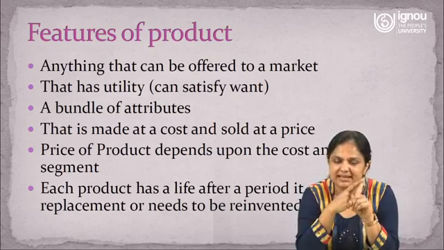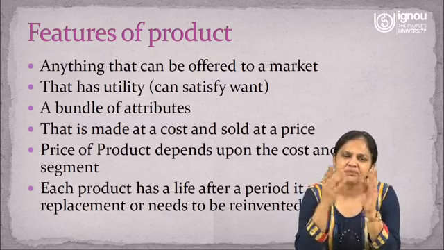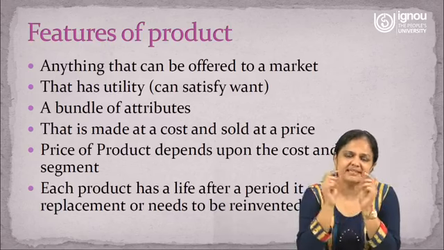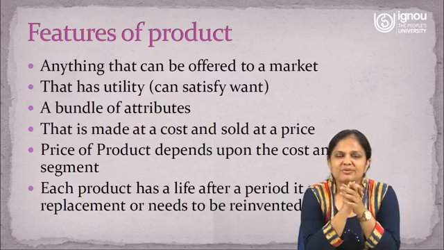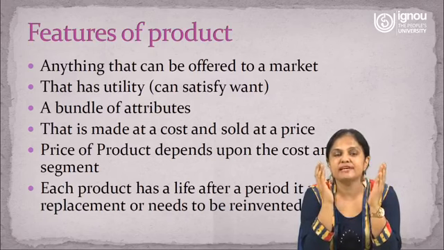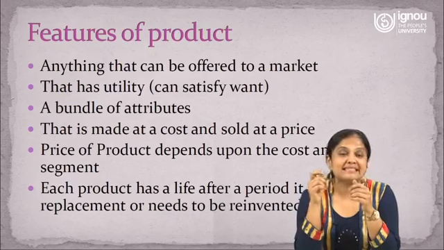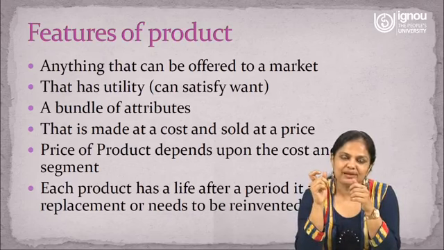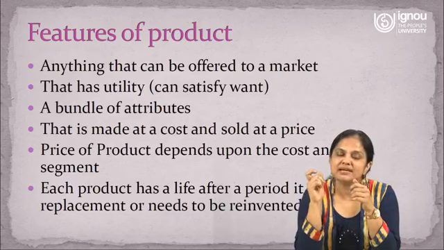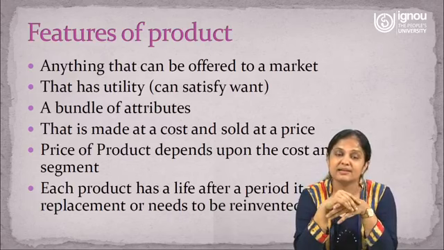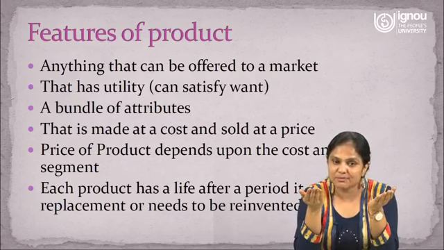Cost is one thing, and cost plus profit is generally the price. But other than that, when I say profit margin, it depends on what kind of segment you are targeting. So the price of the product depends upon the segment of the market also. If your segment of the market is such that the income of the segment is higher, then maybe you can have higher priced commodities over there.